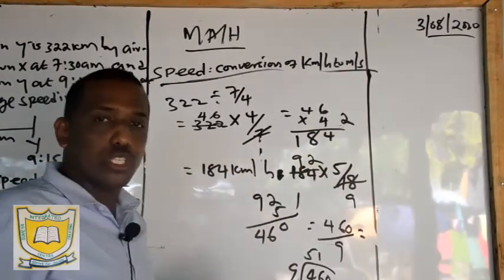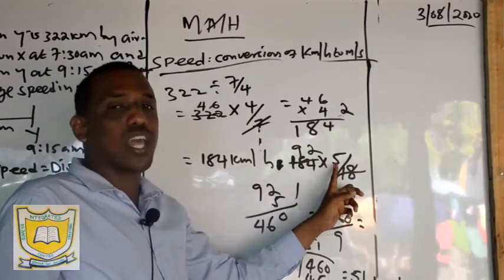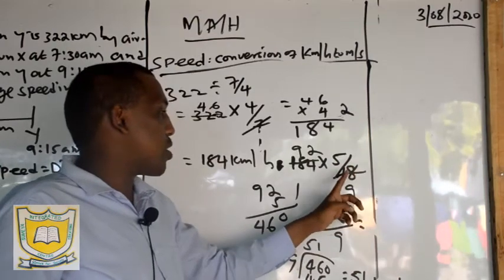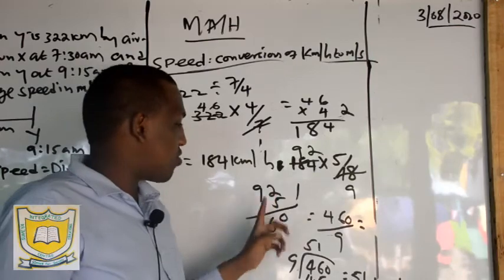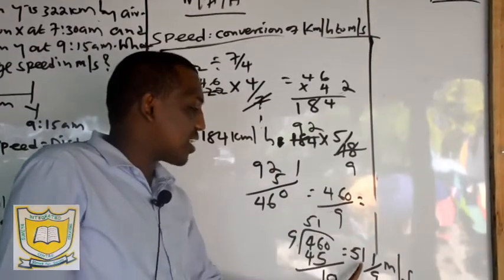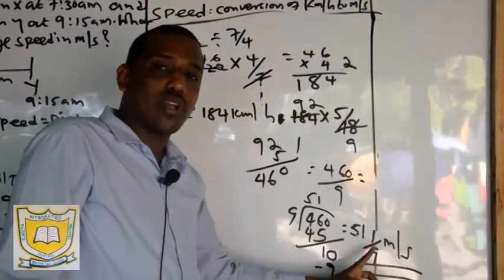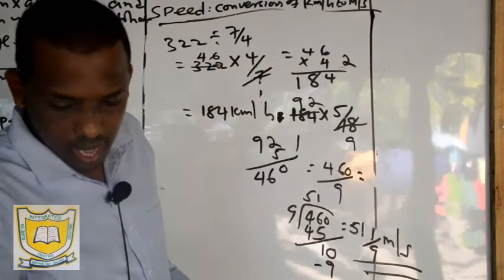You are told to change into meters per second. So 184, I said the formula was times 5 over 18. So by 2, 9, by 2, 92. 92 times 5, you will get 460. 460 divided by 9, you will get 51 whole number 1 over 9 meters per second.